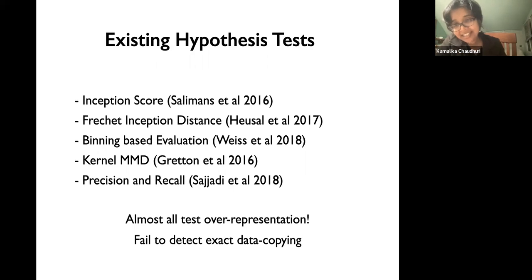Prior to our work, there were a lot of existing hypothesis tests for detecting overfitting, and these are just some examples. There are many, many more. But as we went through the literature, we realized that almost all of them test for overrepresentation. What is even more interesting is that, except for one test, which I will use as a baseline later on, they all fail to detect even exact data copying. All these generative model overfitting tests, and there is a very large number of them, such as kernel MMD, will fail if your generative model is just spitting out the training samples. They'll say, oh, this is great, it does not overfit.